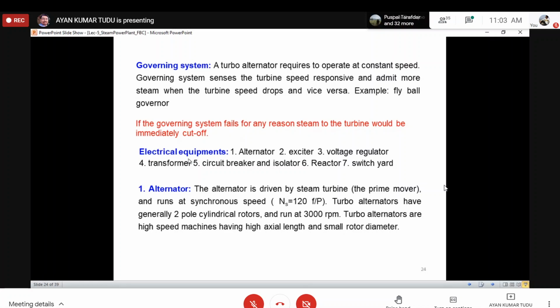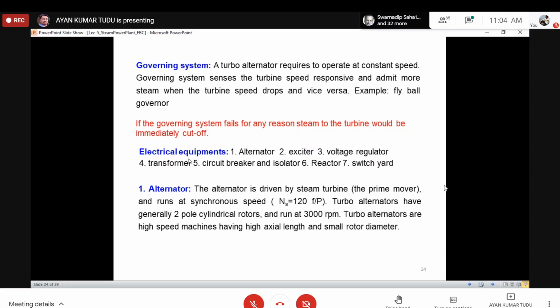Okay, so what is the alternator here? The alternator is driven by a steam turbine. Please remember there are two types of alternators. One is the cylindrical rotor synchronous generator. Alternator means synchronous generator. For steam power plants, we use turbo alternators, also known as cylindrical rotor synchronous generators. And for hydroelectric power plants, we use salient pole rotor synchronous generators.